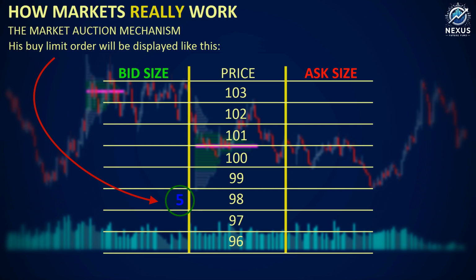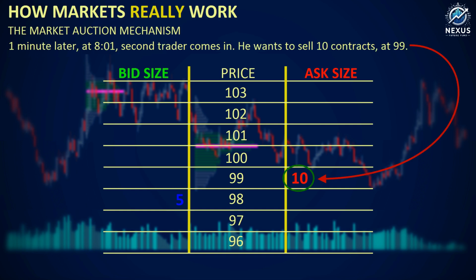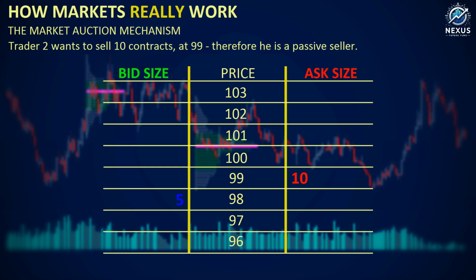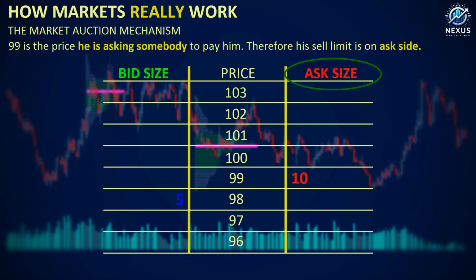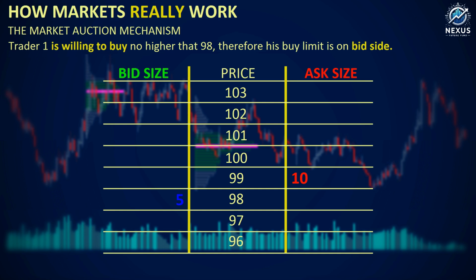It will be on the bid side, because it is a buy limit order, and the depth of market will show a quantity of 5 on bid at a price of 98. 1 minute later, another trader comes in. He wants to sell 10 contracts at a price of 99. He specifies the price, so he uses a sell limit order, and he's therefore a passive seller. His sell limit will be on the ask side, because he's asking somebody to buy 10 contracts from him, and he's asking for a price of 99 per contract. On the other hand, the first trader is willing to buy no higher than 98. Therefore, his order is on the bid side.